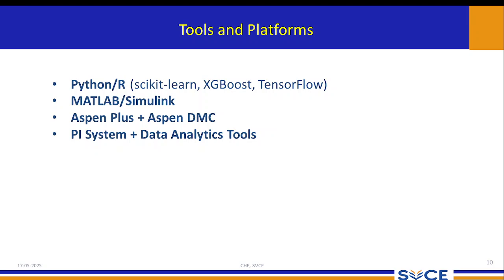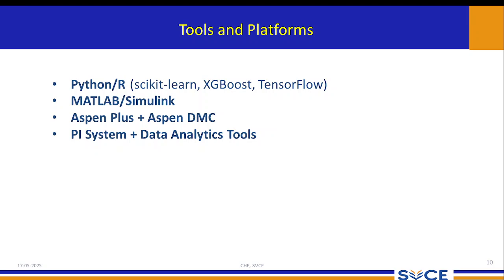So the tools and platforms. When you see the programming languages, MATLAB or Simulink, Aspen Plus, these are all software tools which are used for modeling. I told you I will get back to debottlenecking. Debottlenecking is nothing but trying to maximize the amount that can be operated under certain conditions.